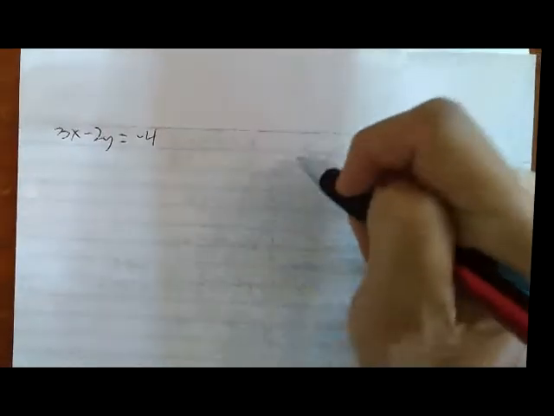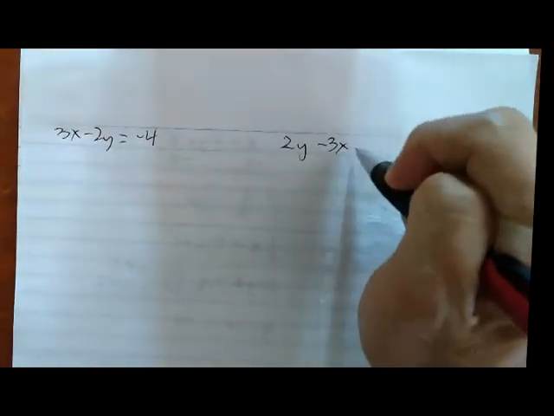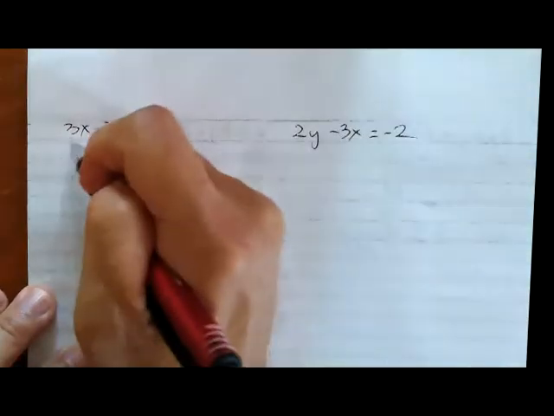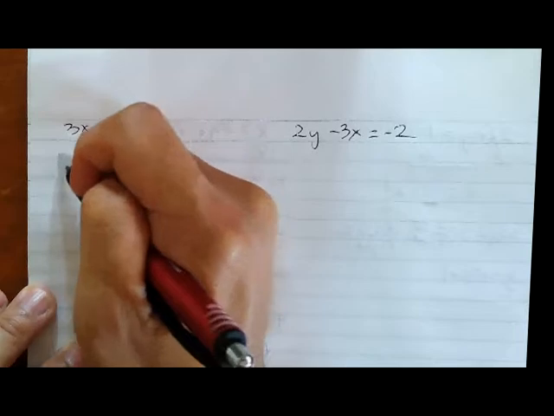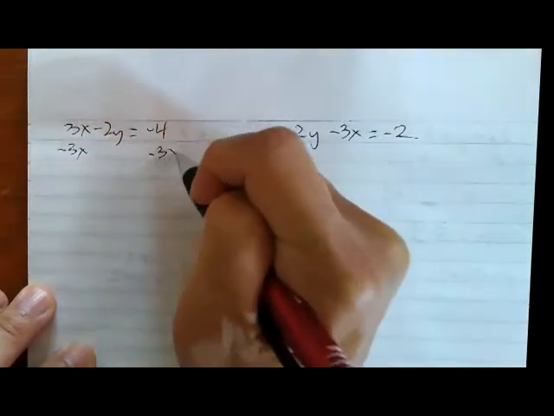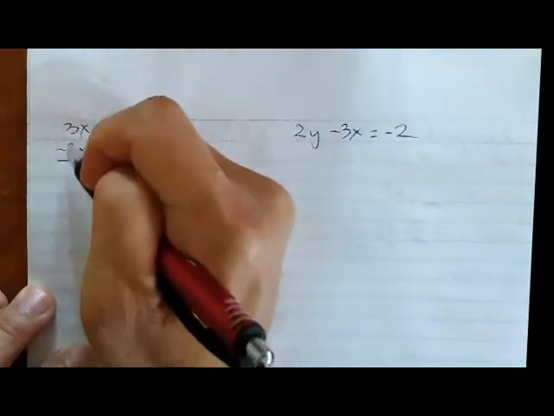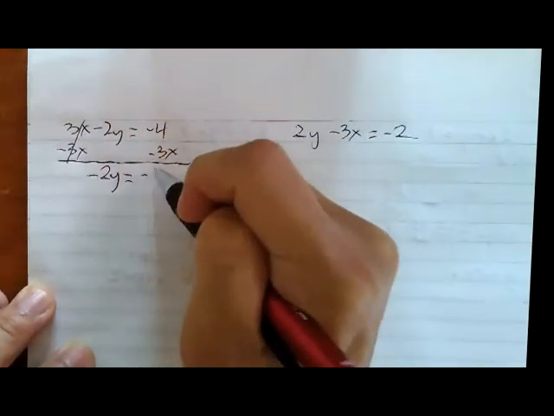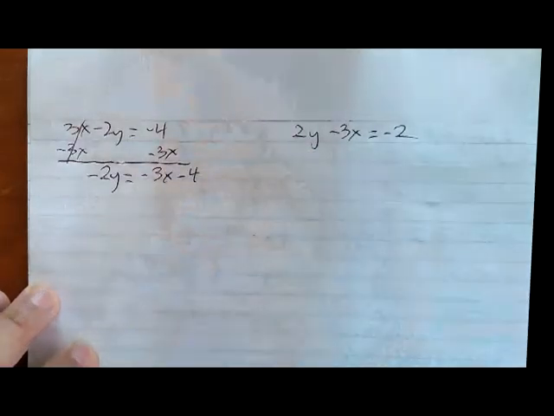3x minus 2y equals negative 4. 2y minus 3x equals negative 2. Okay? You need to get y by itself for each of the equations. Start with the first one. To get this negative 2y by itself, we're going to get rid of this 3x. So if I subtract 3x, that's gone. That leaves us with a negative 2y equals negative 3x and a minus 4.